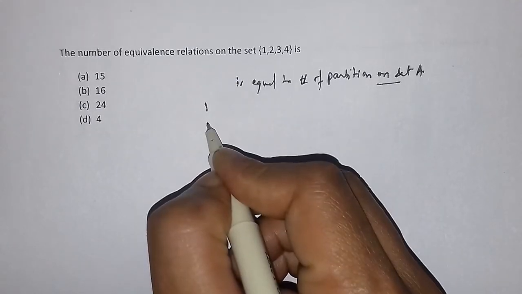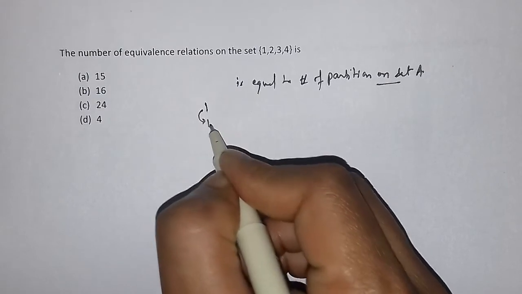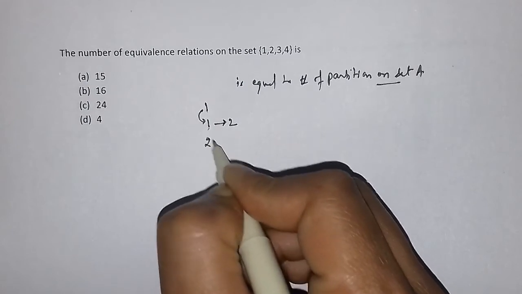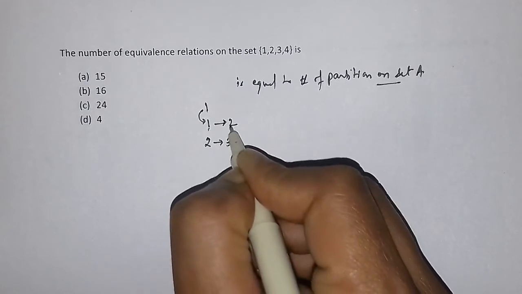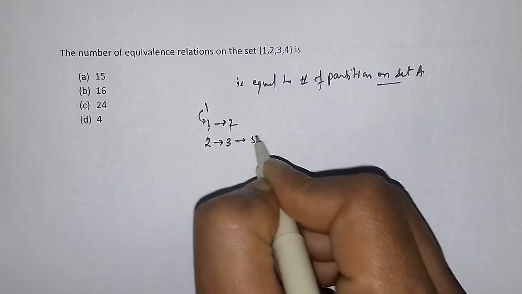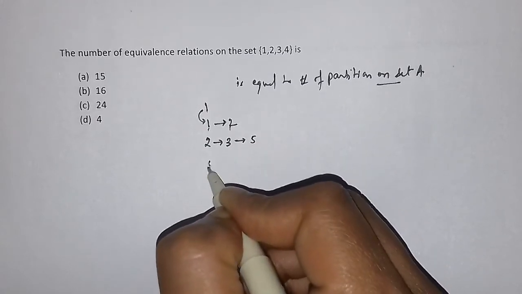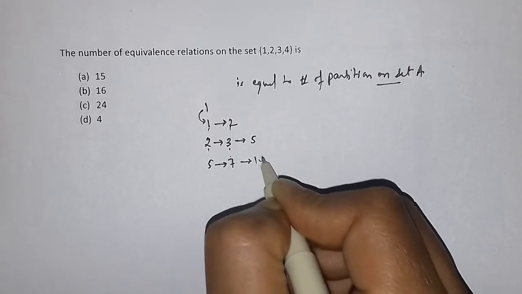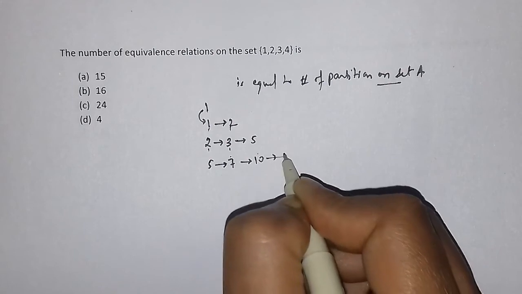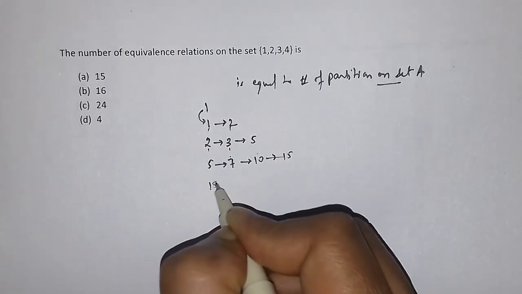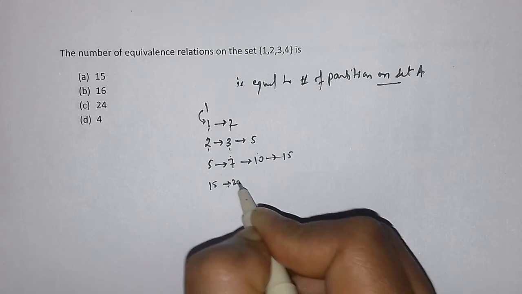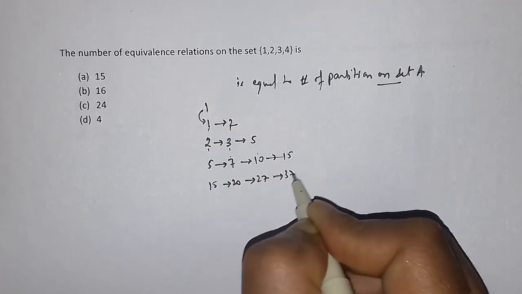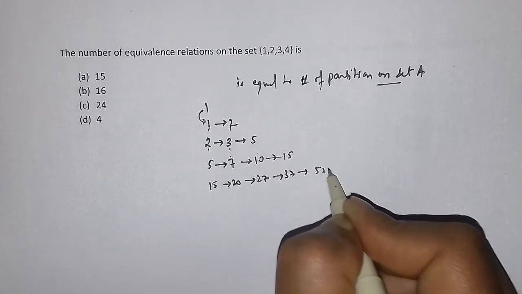See, 1. Now 1 plus 1 is 2, write this 2 here. 2 plus 1 is 3, 3 plus 2 is 5, write this 5 again here. 5 plus 2 is 7, 7 plus 3 is 10, 10 plus 5 is 15, write 15 here. 15 plus 5 is 20, 20 plus 7 is 27, 37, 37 plus 15 is 52.